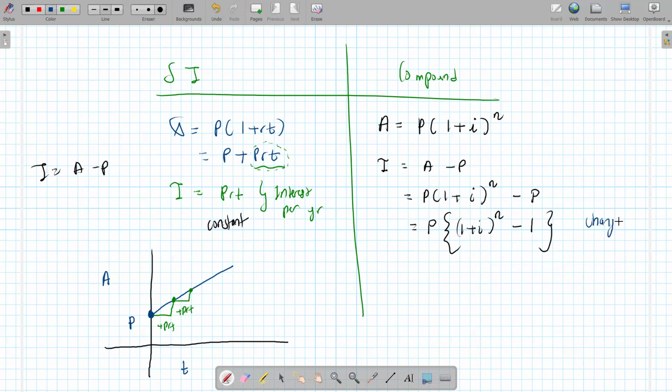It's never constant. Graphically, for compound interest, again, you have a P here, but instead of it being linear, it's going to increase like this. And you have n here, and you have A on the y-axis. P is your y-intercept, just like it was before.